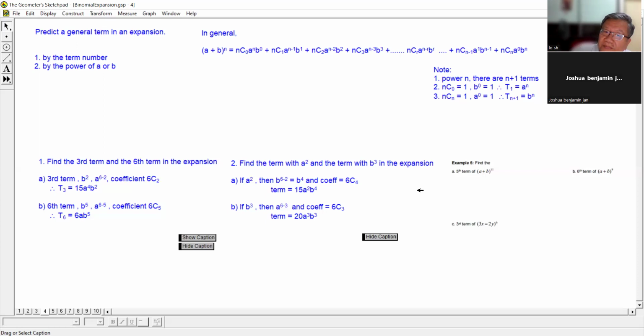Okay or not? Can follow? Yes. Now I want to predict the term with b to the power 3. Very easy. If b to the power 3, what is the power of a?